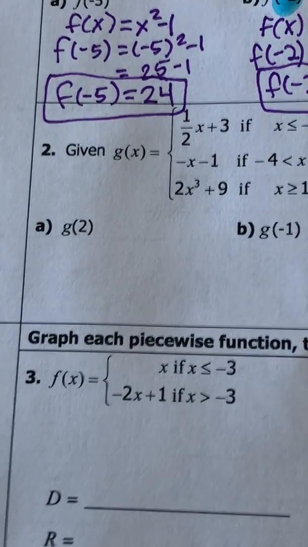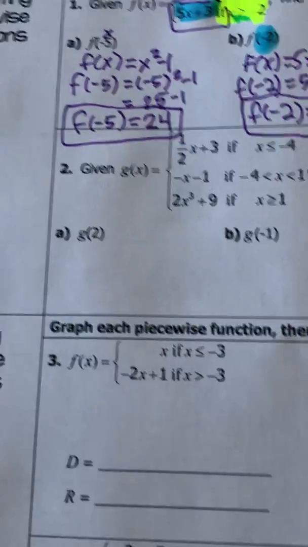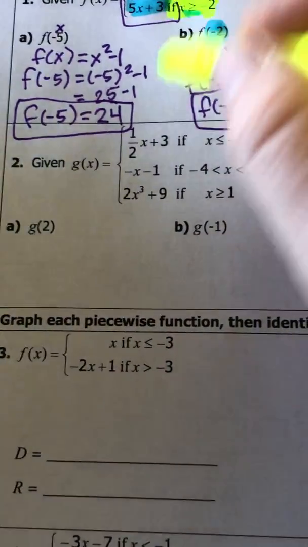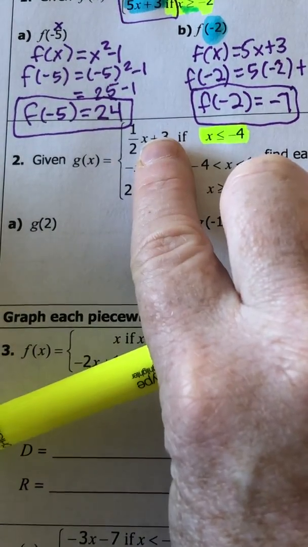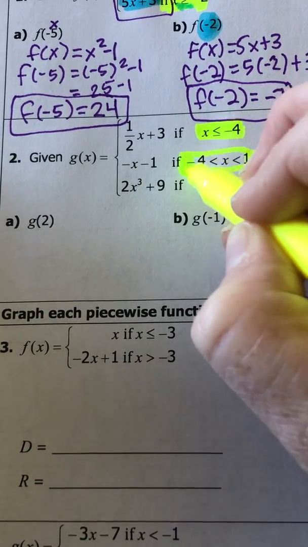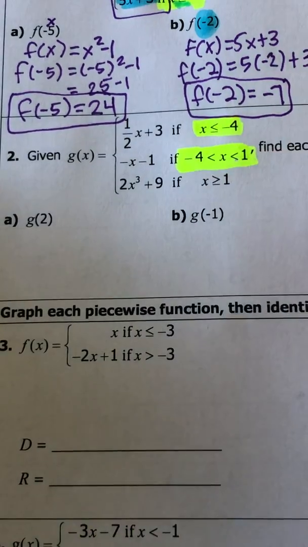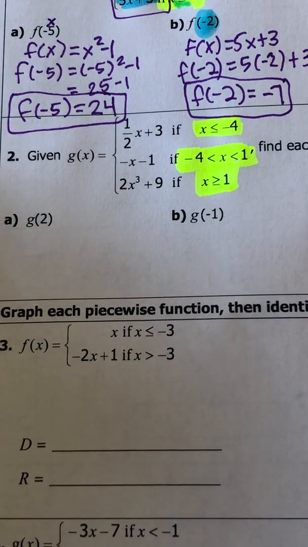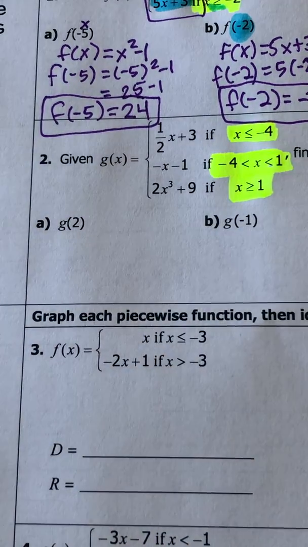All right, part 2 is the same. We have 3 different chunks of our domain now though, okay? So if I'm given something that is less than or equal to -4, I'm going to use 1/2 x plus 3. If I'm given something between -4 and 1 but not equal to, I'm going to use -x minus 1. And if I'm given something greater than or equal to 1, then I will use 2x to the 3rd power plus 9 for my function.